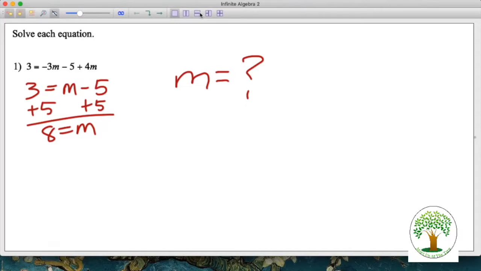Does everybody got 8 on that one? Yes. Because you guys are so on the ball. M equals 8, and I have 8 equals M, and it's the same. All right? 8 equals M too.